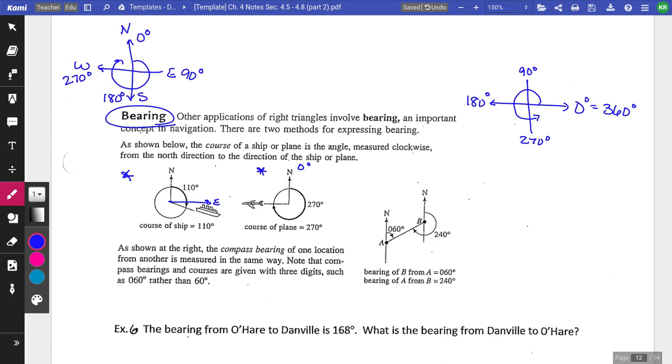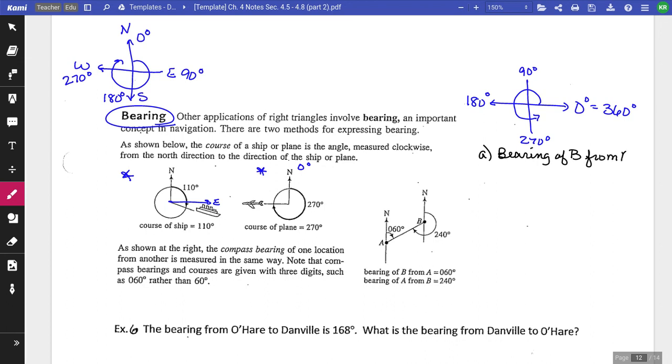Okay, I want to add a couple little things. I think that next picture is a little bit confusing to start us off with. So let's do this first. We're gonna draw a bearing of B from A is 65 degrees. Okay, so what that says is you are going to start at A. Notice it says a bearing of B from A. So your starting place is A. So A is the origin, and you're heading towards B.